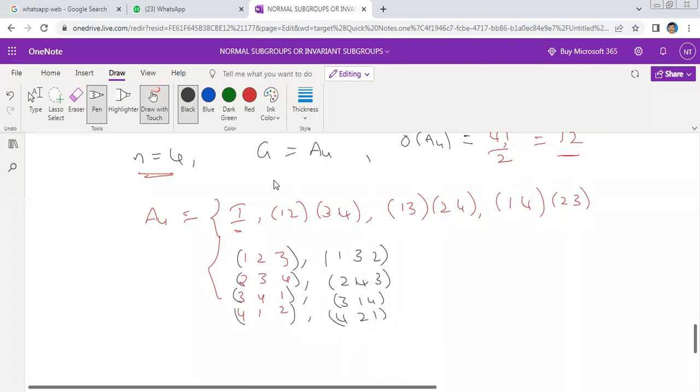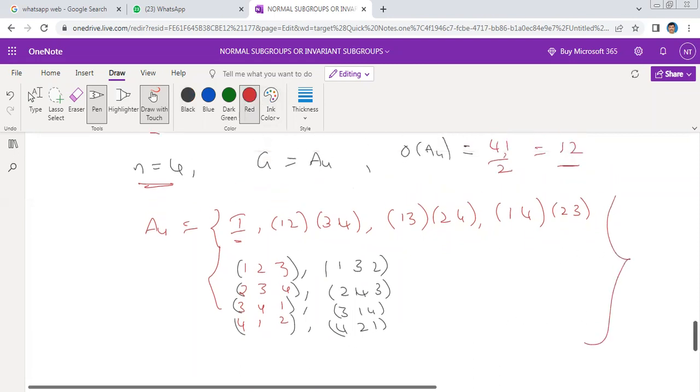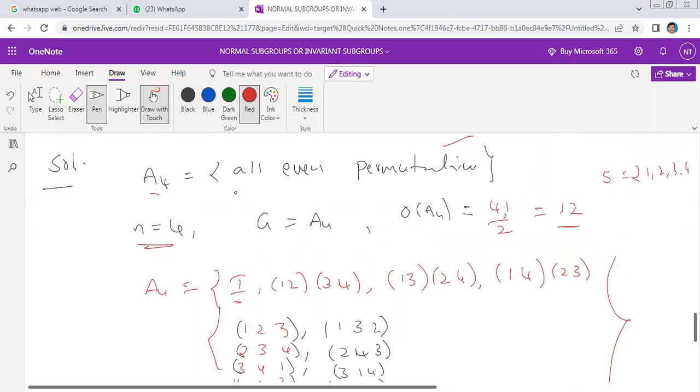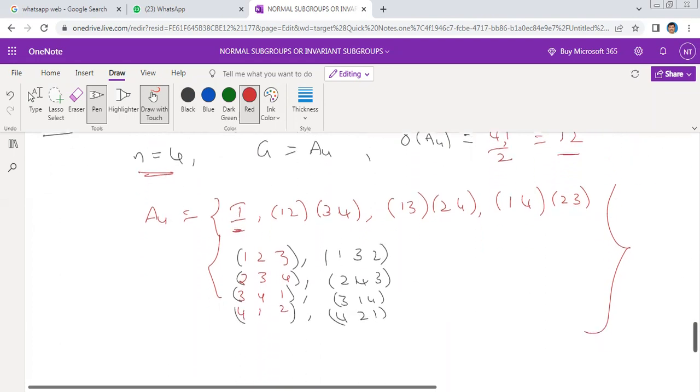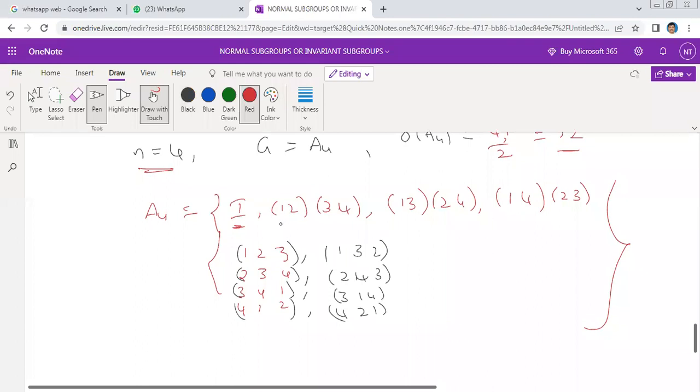Here you observe a total number of even permutations. I repeat once again, A4 contains only even permutations. How? Is the identity even permutation? My question is, is the identity even? Yes, every identity permutation is an even permutation. Suppose these are f1, f2, f3, f4, like these numbers.